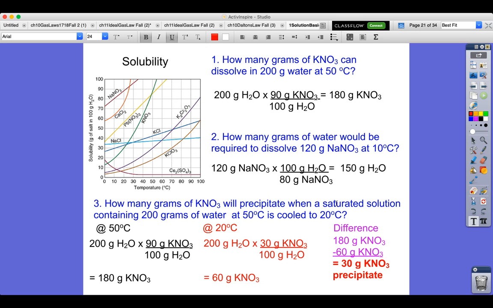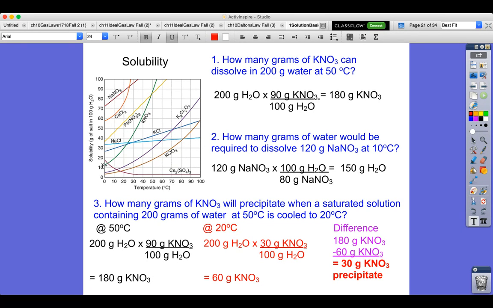In this video, we're going to talk about the solubility of ionic compounds as a function of temperature. You can see from this table that the vast majority of ionic compounds increase in solubility as the temperature increases, meaning the warmer the solution is, the more solute can dissolve. And the reason for this is that the dissolving of ionic compounds is typically endothermic.